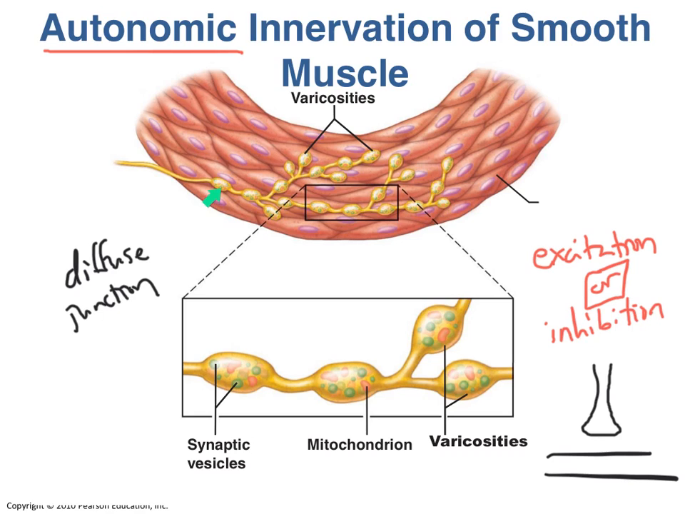And each varicosity can release neurotransmitter onto the sheet of smooth muscle, and it just kind of dumps it out, like pouring water over the sheet of smooth muscle. So it's not a specific relationship. It's not a specific this neuron goes to this cell. All of the varicosities dump their neurotransmitter over the entire sheet of smooth muscle.